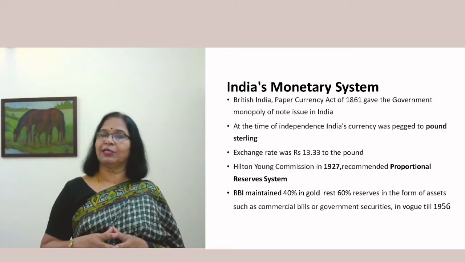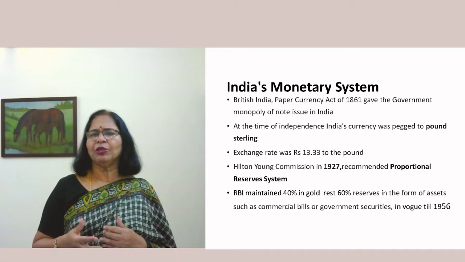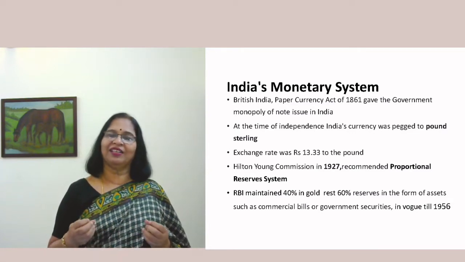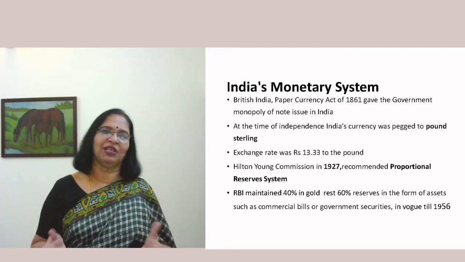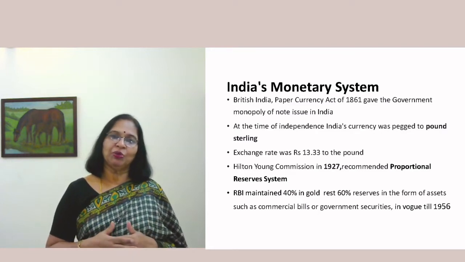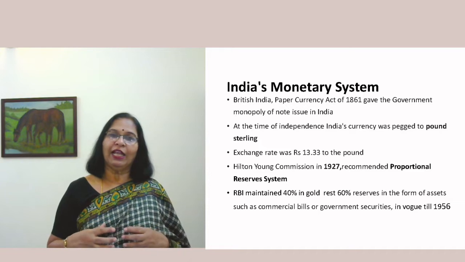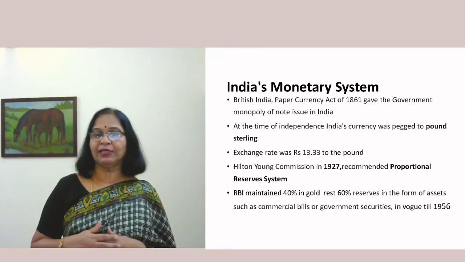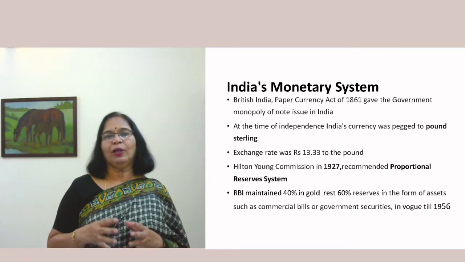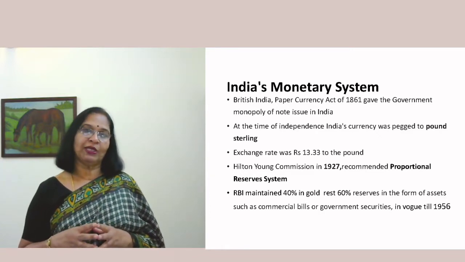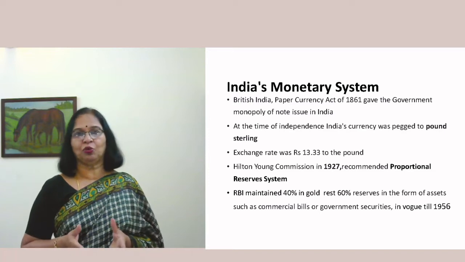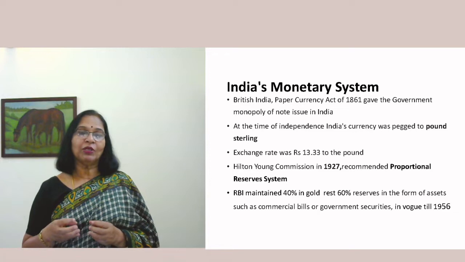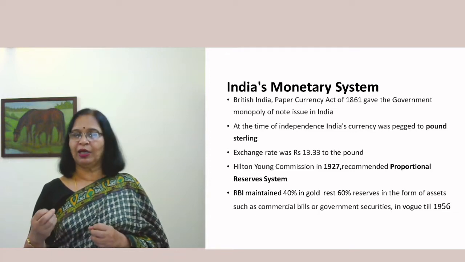India's monetary system. Prior to the British, we had different kingdoms, and each kingdom had their own currencies and coins that were put into circulation. Once the British came into India, invaded India, they passed a paper currency act in 1861. Once this 1861 act was passed, there was only one kind of currency throughout the country, and this gave the government of India the monopoly power to issue currency notes.